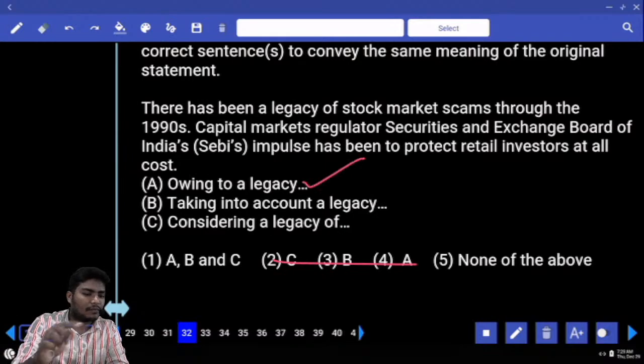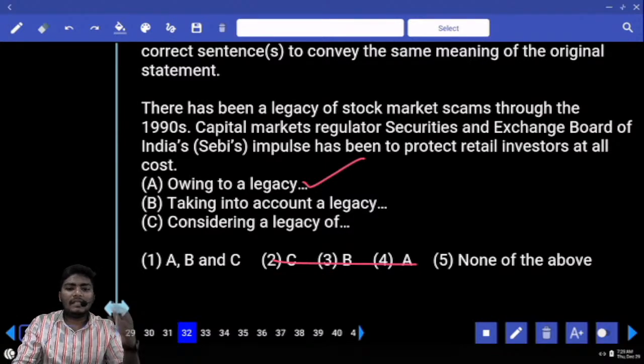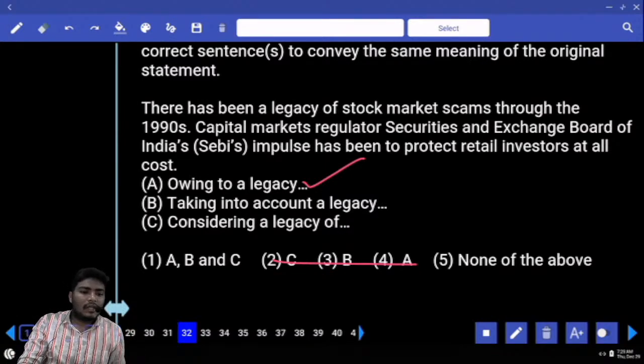Let us check with the first one. There has been a legacy of stock market scams through the 1990s. The capital markets regulator, Securities and Exchange Board of India, that is SEBI's, impulse has been to protect retail investors at all cost. You know SEBI, right?